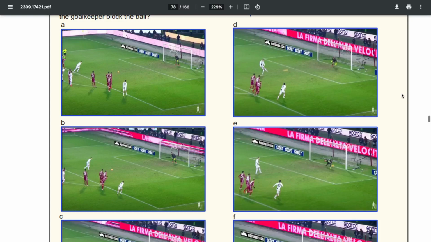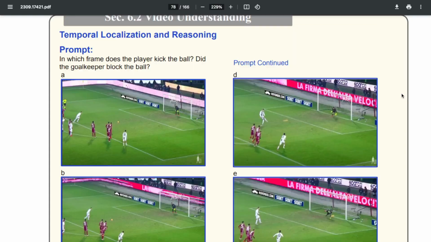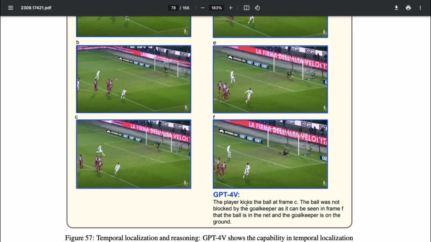This is another task for visual models. In which frame does the player kick the ball? Did the goalkeeper block the ball? So the player kicked the ball in frame C, and the ball is in the net, and the goalkeeper is on the ground. And we can see that in frame F.